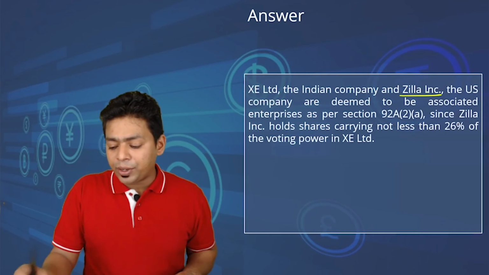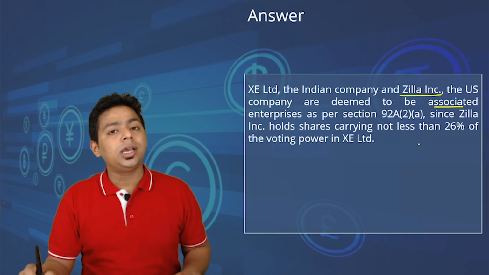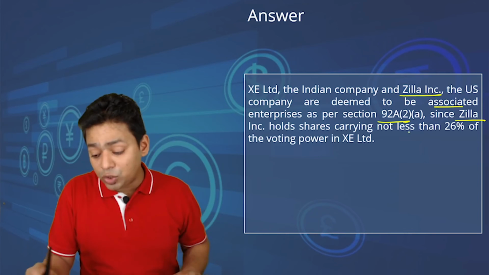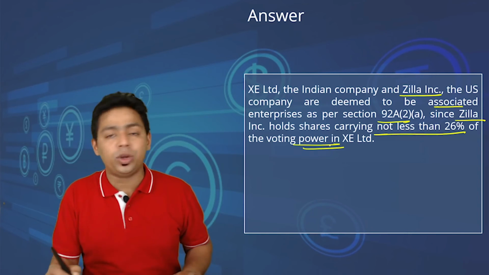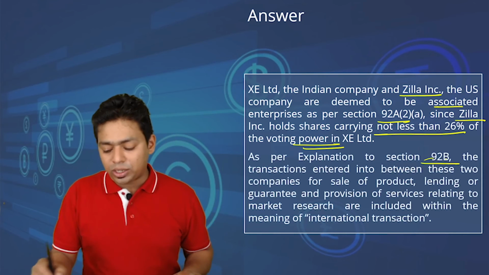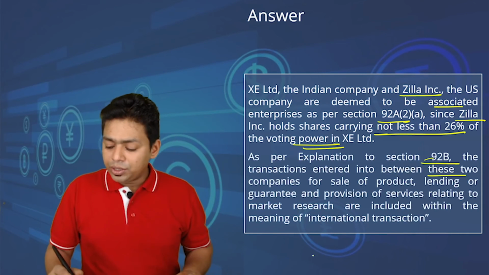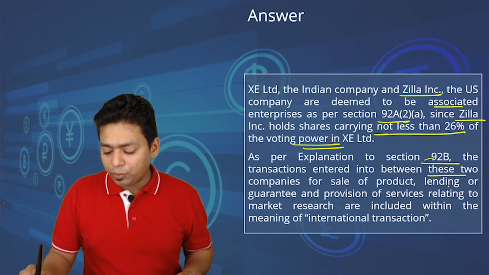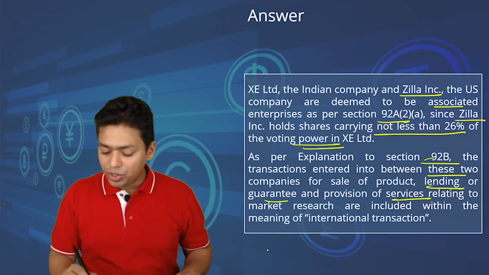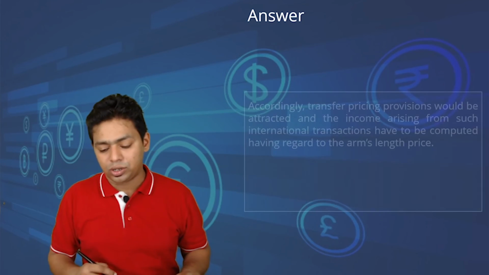XC Limited, an Indian company, and Zilla Inc., a US based company, are deemed to be associate enterprises as per section 92A, since Zilla Inc. holds shares not less than 26% of the voting power. As per explanation to section 92B, the transactions entered into between these two companies for sale of the product, lending and guarantee, and provision of service relating to market research are included in international transaction. So all these transactions are international transactions.